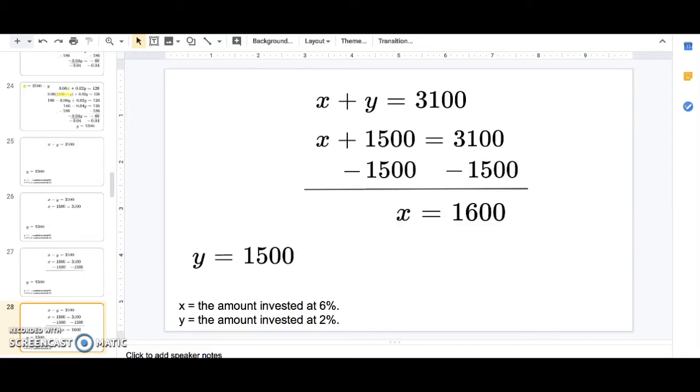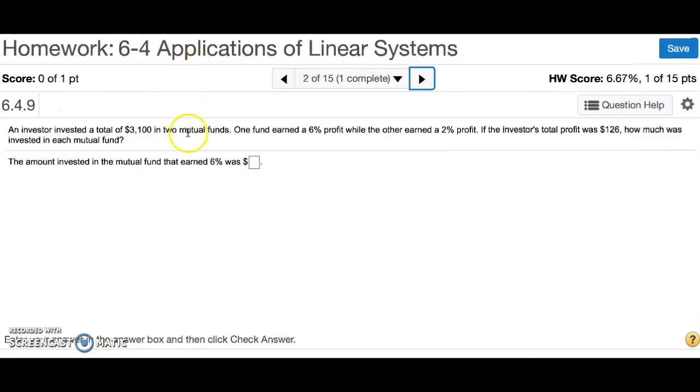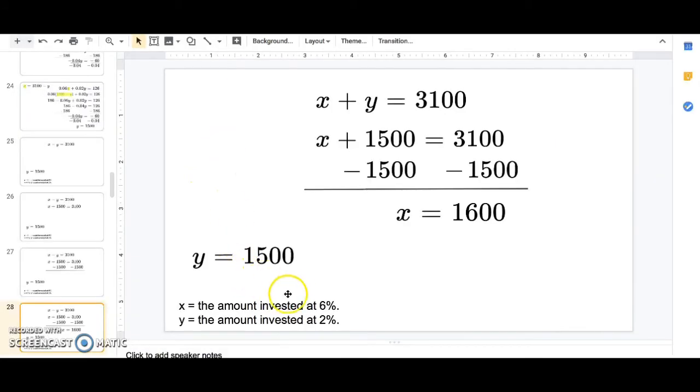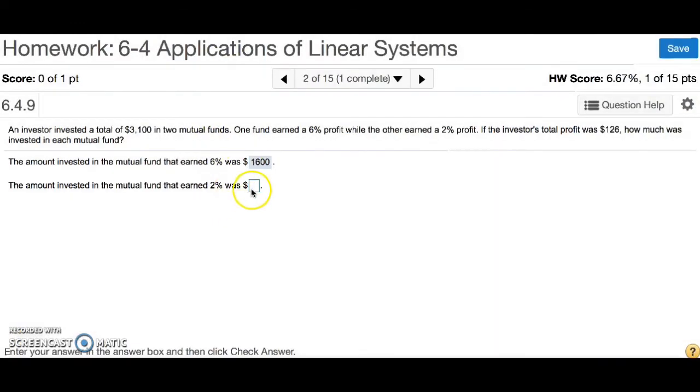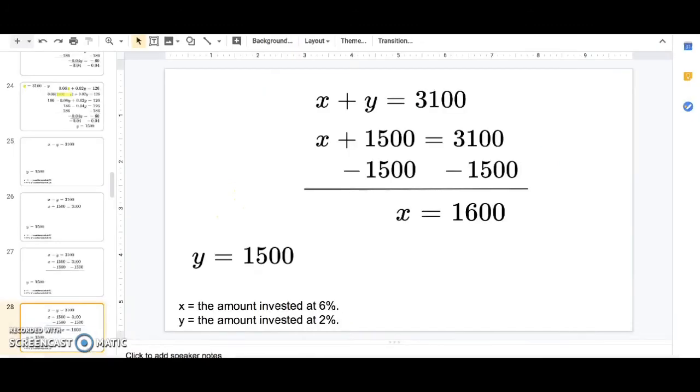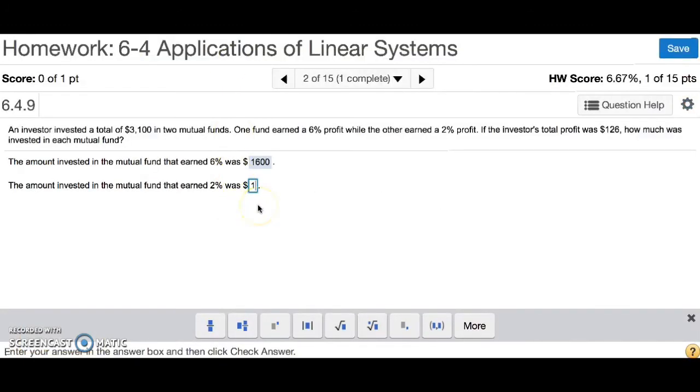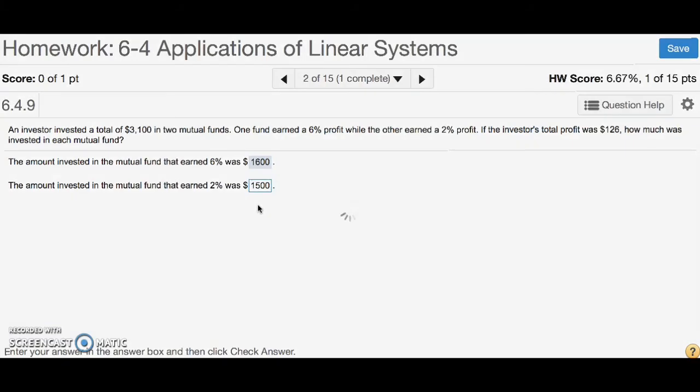Now, remember what we're looking for is the amount invested in the mutual fund for 6%, and the 6% is what x equals, so we will put in 1,600 here. And then the 2% will be the 1,500, so be careful you don't put these in the wrong spots.